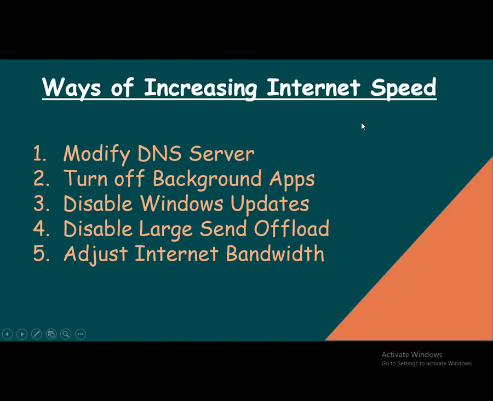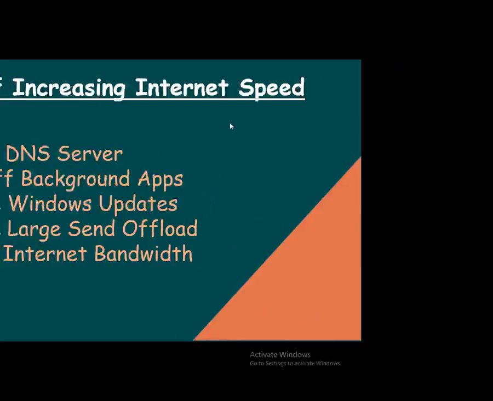Okay, the last one is adjust internet bandwidth. Windows 10 by default keeps away 20% of your internet bandwidth for its operating system and other related tasks, which means you only have 80% of your bandwidth that you can actually use. Here are the steps to get that 20% back for you to use.